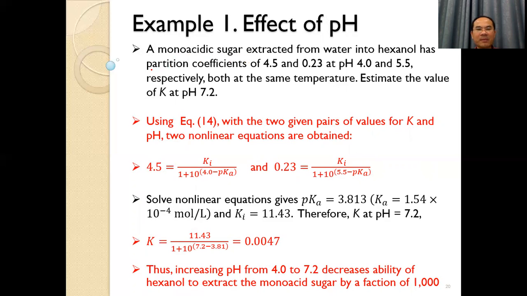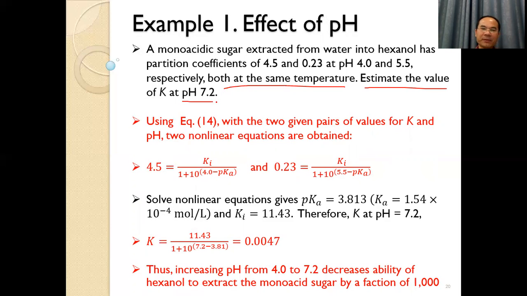And then the problem gives you the K value for each pH. For example, K value is 4.5 for pH 4 and 0.23 for pH 5.5, at the same temperature. For this case, please estimate the value of K at pH 7.2. How to do this?